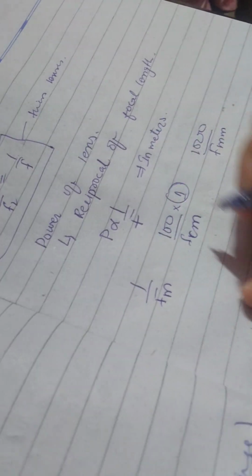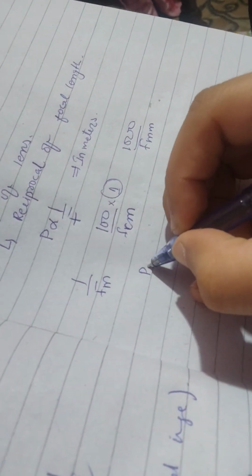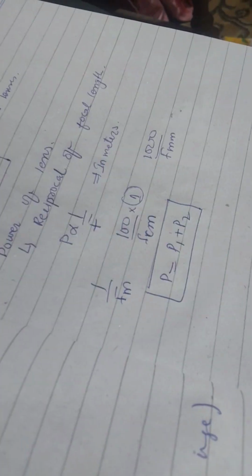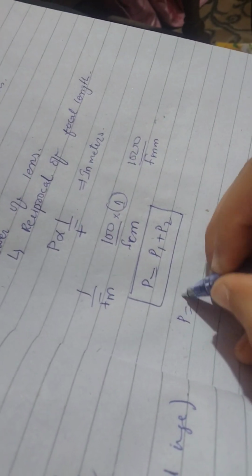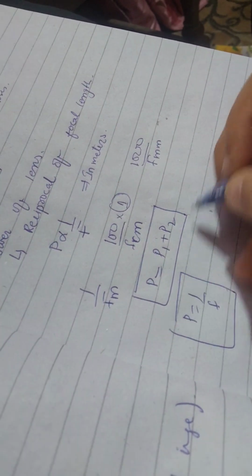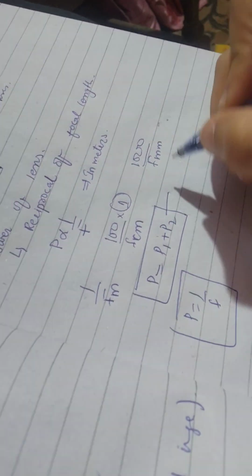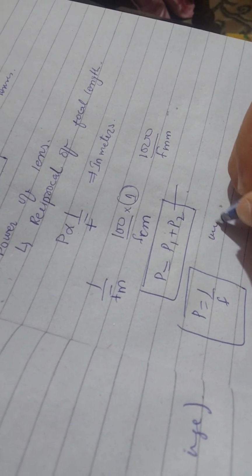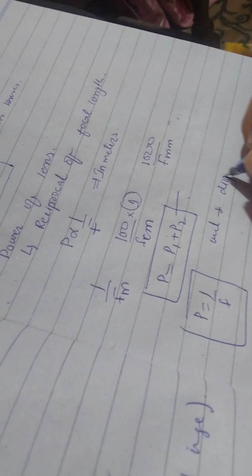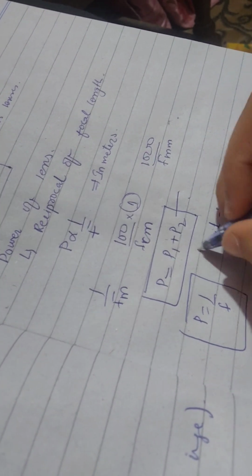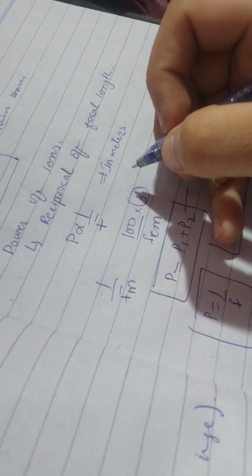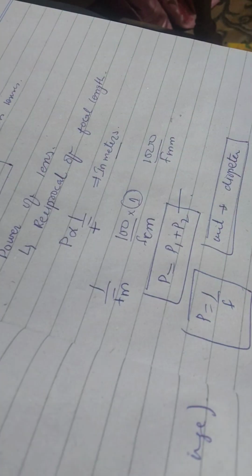So now if we talk about the formula of power, it will be P is equal to P1 plus P2. This will be the formula of power for the combination, and P is equal to 1 upon F will be the general formula, right? If we talk about the unit, the unit is diopter. The length which we take will always be in meters, but the unit of this power of lens is diopter, right?